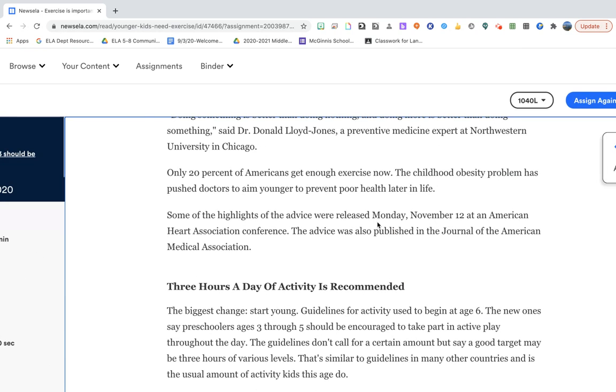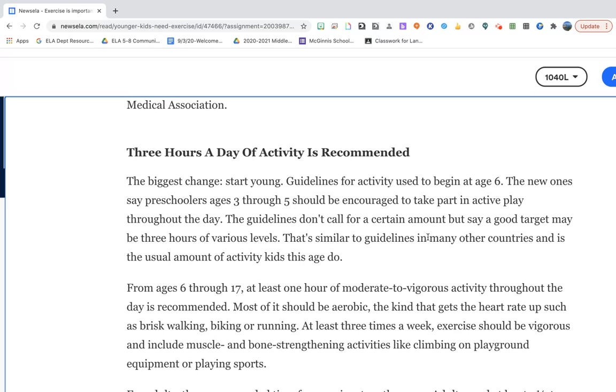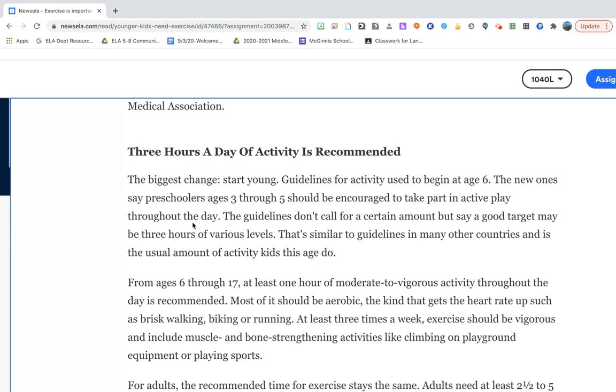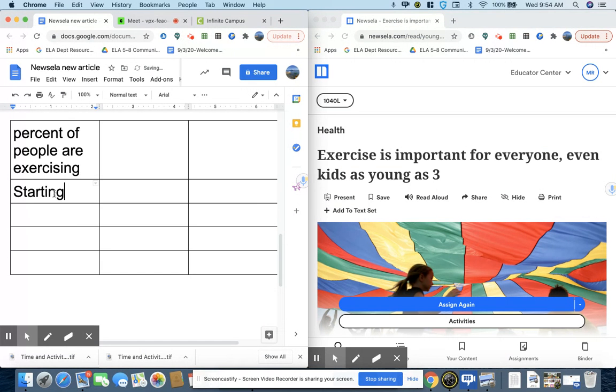Some of the highlights of the advice were released Monday, November 12th at the American Heart Association conference. This advice was also published in the Journal of American Medical Association. So these are two groups that deal with human health. 3 hours a day of activity is recommended. The biggest change: start young. Guidelines for activity used to begin at age 6. The new ones say preschoolers aged 3 to 5 should be encouraged to take part in active play throughout the day. The guidelines don't call for a certain amount, but say a good target may be 3 hours of various levels. That's similar to guidelines in many countries and is the usual amount of activity this age does. So one thing I would probably take from that is starting young is better.